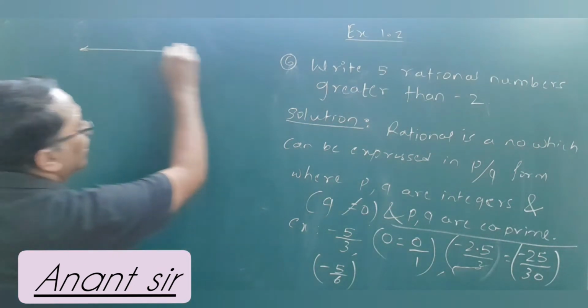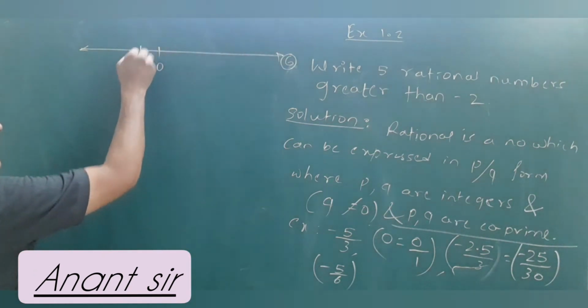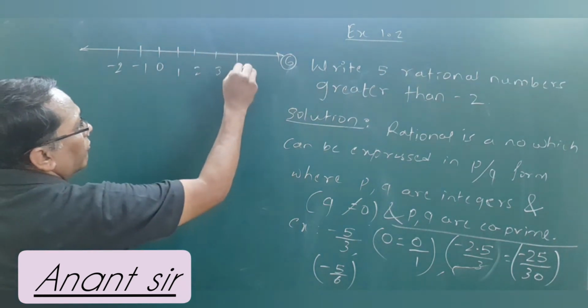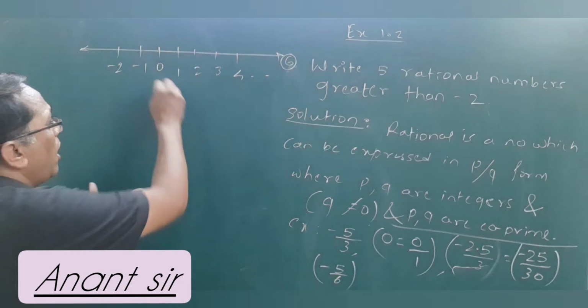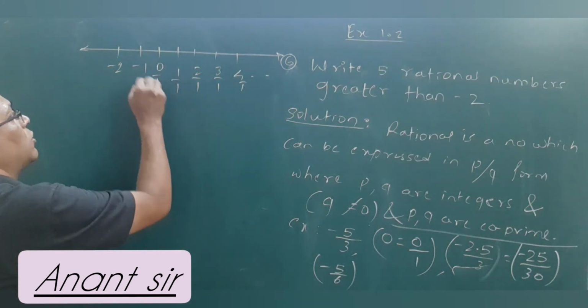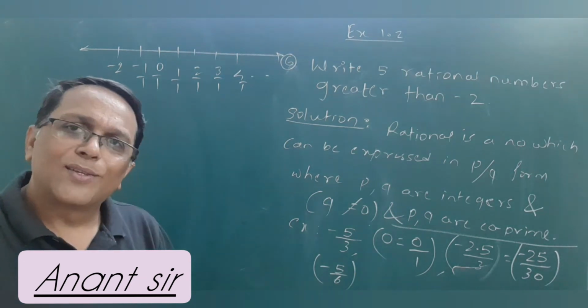If I draw a number line like this, 0, it's minus 1 here, minus 2 here, 1, 2, 3, 4. So these are all rational numbers. I can write 4 as 4 by 1, 3 by 1, 2 by 1, 1 by 1, 0 by 1, minus 1 by 1. Okay, so there are infinite.